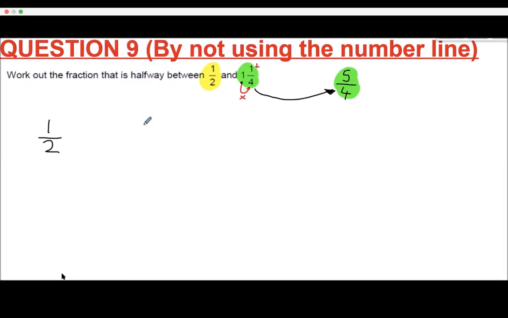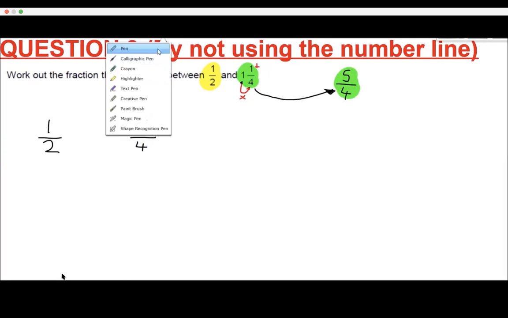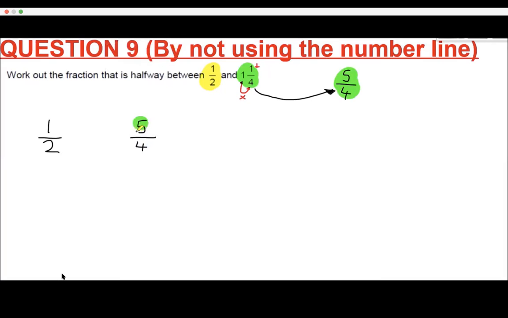So why does it do that? It's because fractions are easier to compare and easier to work with when they're in top-heavy form. So as a general rule, if you've got a fraction calculation or a fraction comparison question, and you start off with mixed numbers, change them first off into top-heavy fractions. I've got 1/2 and 5 quarters, which are easier to compare.